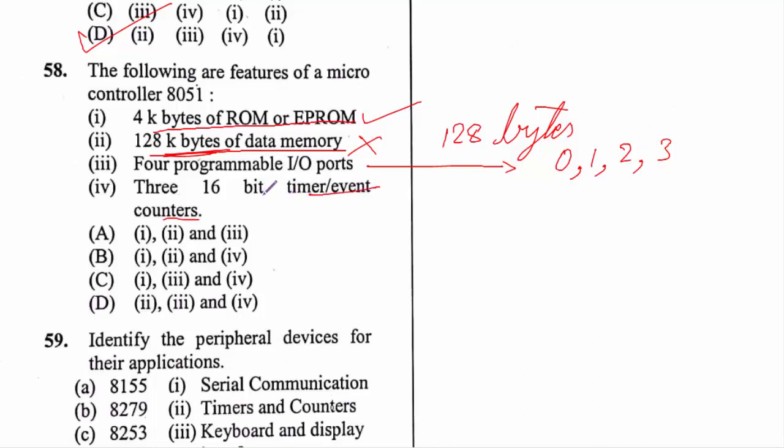You will be having 3 16-bit timer or event counters. Yes, this is a true statement. So 1, 3, 4 is correct. Nothing but option C is going to follow.